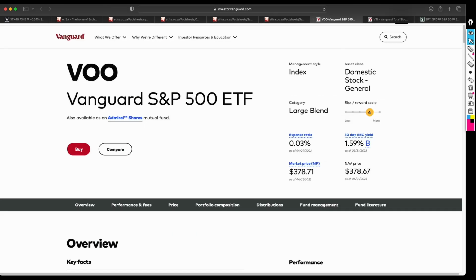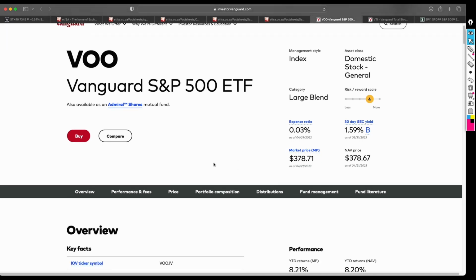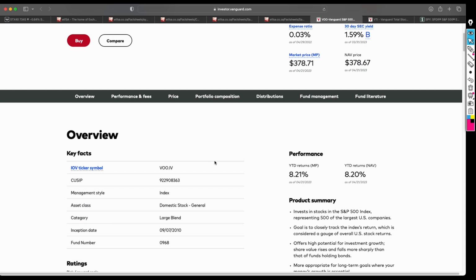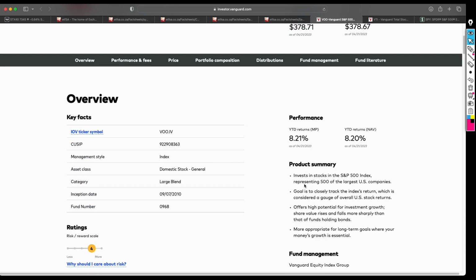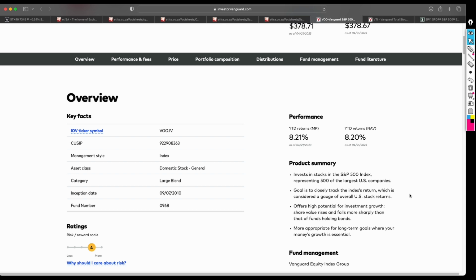So this one looks cheaper on paper, but you should expect a bit of a difference there. This one tracks the S&P 500, which represents the 500 largest US companies. The goal of the ETF is to track the index return closely, but remember there's always going to be cost. Because of the cost, there's going to be a minor difference between the index itself and the ETF that is tracking that particular index.